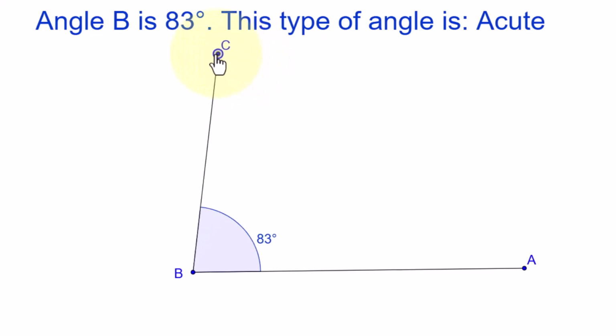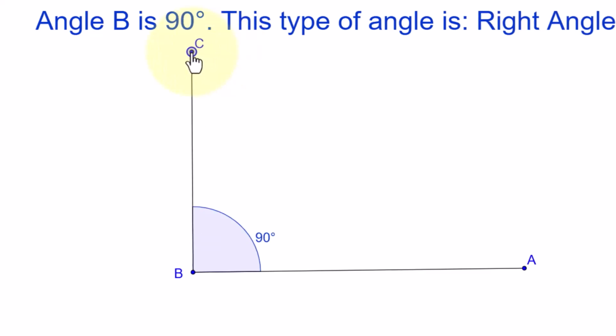When it increases and gets to 90, let me stop at 90. Now this is 90. Immediately you get to 90, you see the name has changed to right angle. This type of angle is a right angle because the gap, the space or the opening between the two lines, is 90 degrees. So please take note of that. And these are the arms: AB and BC are the arms.